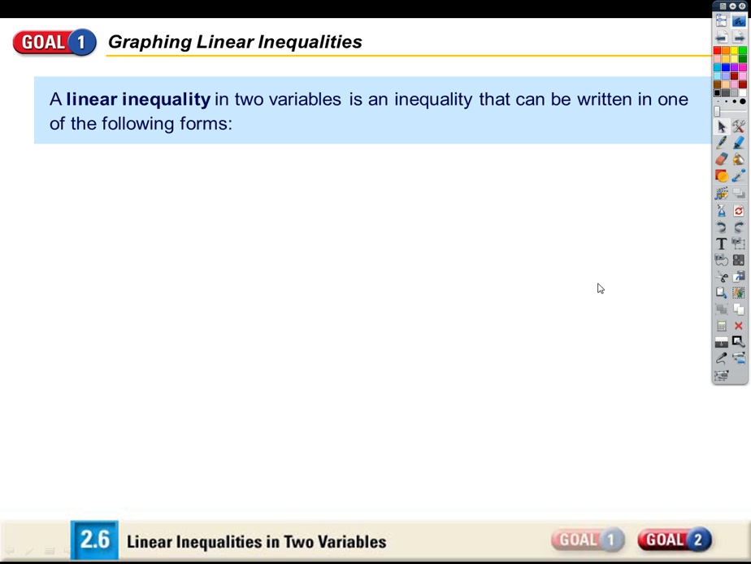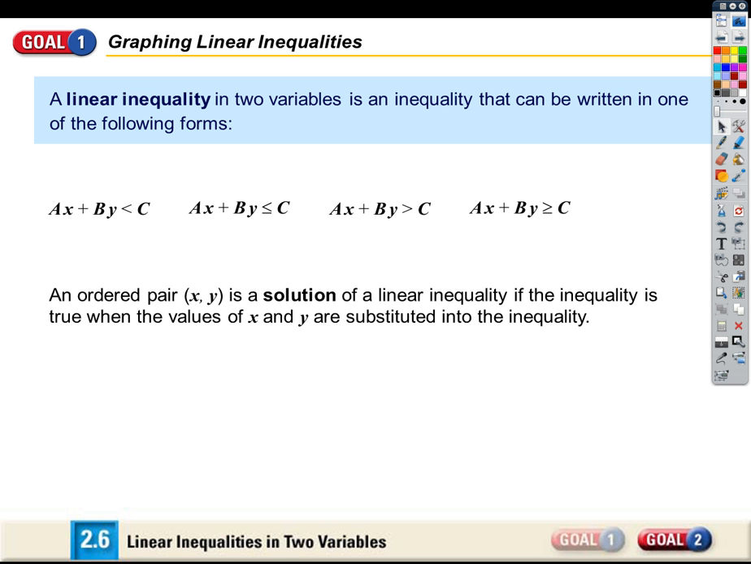Okay, there's a bunch of ways that these could look. You know, they could look like that, or they could look like that, or there's all these different inequality signs we could get. An ordered pair, x and y, is a solution of the linear inequality if it makes it true. That's what solutions do, right?